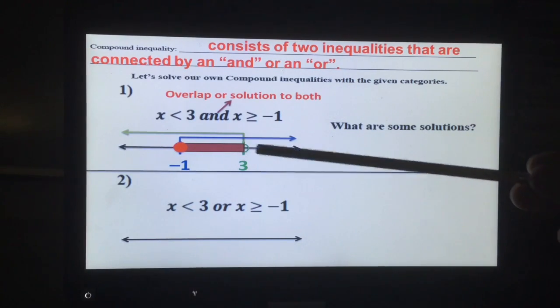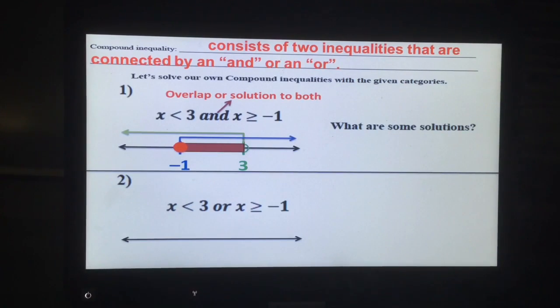Okay, now what I want to do now is come up with a couple of test points. Now anything in the red region is going to be a solution. So the numbers between the red would be like -1, 0, 1, 2. Now again, -1 because that is a part of the solution. That's a closed circle. Over here, this is an open circle, so that's why we're not including 3. And then also any number in between these, like 0.5, 1.5, -0.03, those would all be solutions as well.